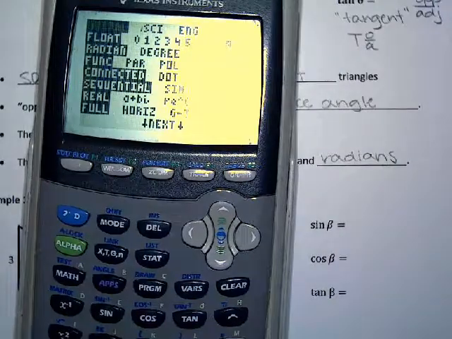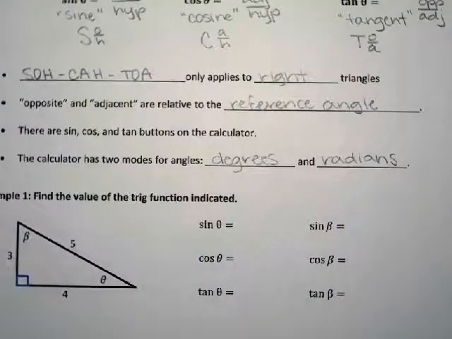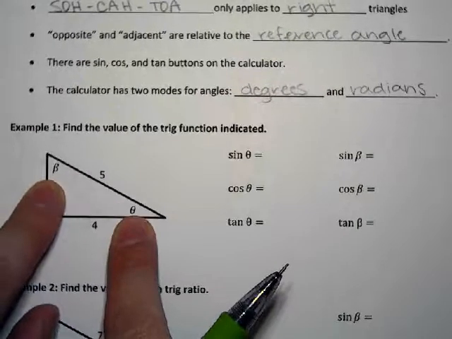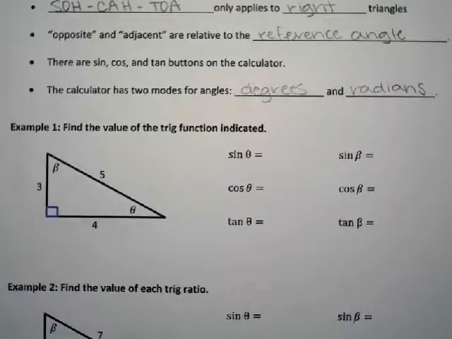All right, so here's example 1. You can see that I labeled both angles. So what I'm going to do is I'm going to take 2 different colors. You guys have 2 different colors at your table?